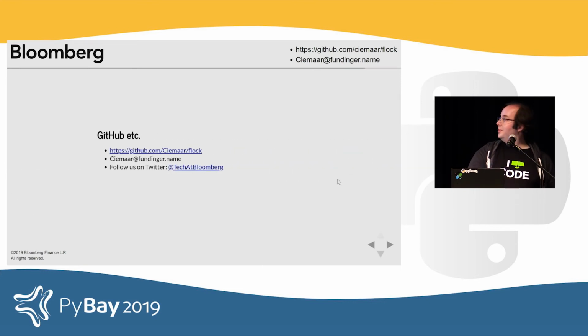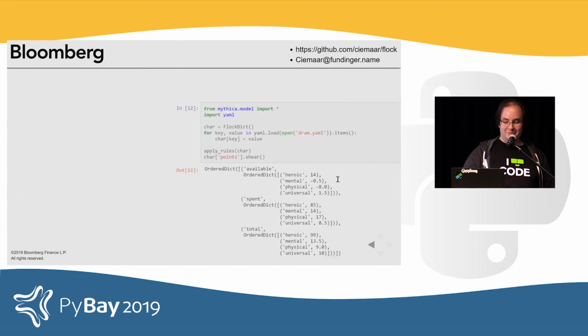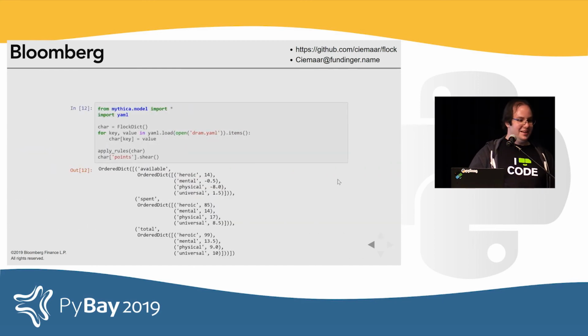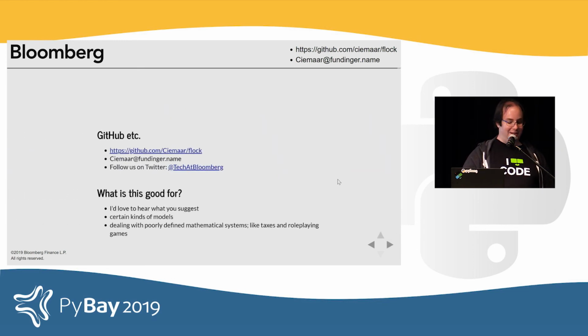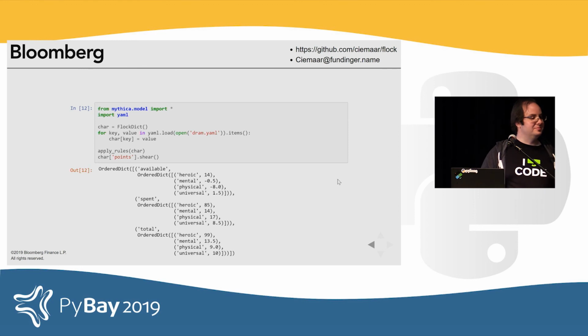It's up on GitHub. The GitHub link's been up in the top right the whole time, cmar/flock. Go ahead, drop me an email. My email's been up there in the top right the whole time. I'd love to hear what you suggest this is good for, because I honestly am not sure. I use it for like role-playing character sheets. I use it for taxes, etc. Please go ahead, let me know. Thank you.